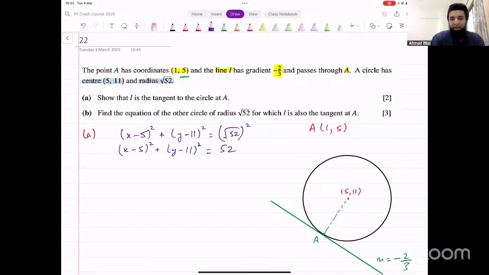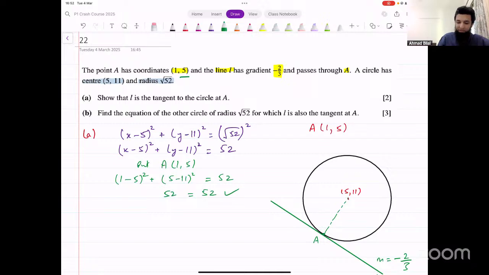If the point A lies on the circumference, it should satisfy this equation. Let's check that. Let's input this point A here. 1 and 5. In place of x, you put 1. So you have 1 minus 5 whole squared plus 5 minus 11 whole squared equals 52. Simplify the left-hand side. 16 plus 36, that is 52. 52 equals 52. This shows number one. So that's one thing that you have to show.